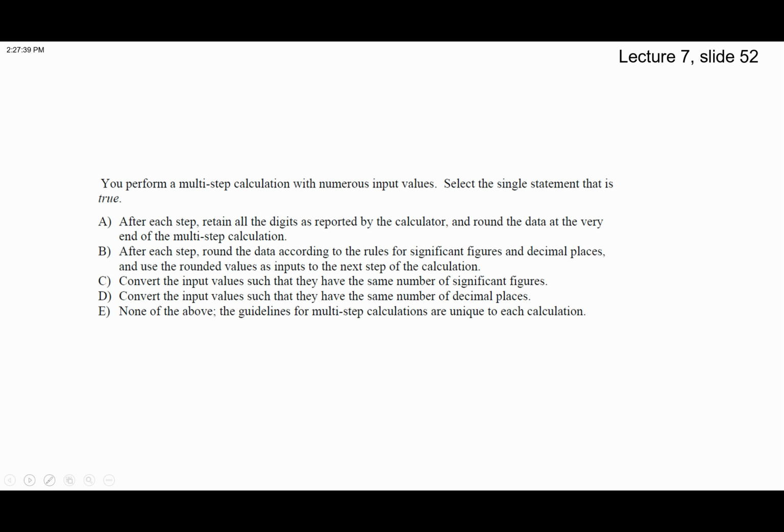You perform a multi-step calculation with numerous input values. Select a single statement that is true. After each step, retain all digits as reported by the calculator and round the data at the very end of the multi-step calculation. Absolutely true. But let's read through the rest. After each step, round the data according to the rules for significant figures and decimal places, and use the rounded values as inputs in the next step. No. Every time you round and then do math, you're going to be inducing more and more error. Absolutely not, right? We've already talked about this. You retain all your digits till the very end.